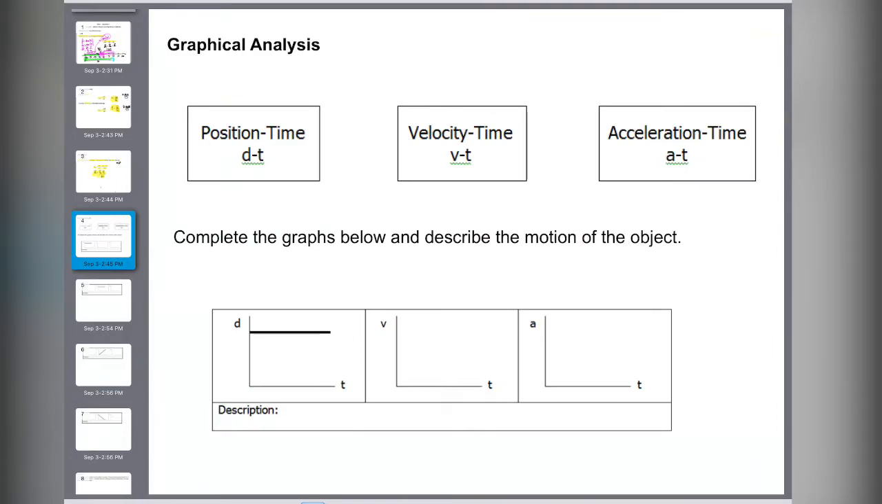Moving on to graphical analysis, there are 3 graphs that we have been talking about. And if you wanted to just quickly talk about what each of them stands for, a position-time graph is basically talking about where you are at what time.